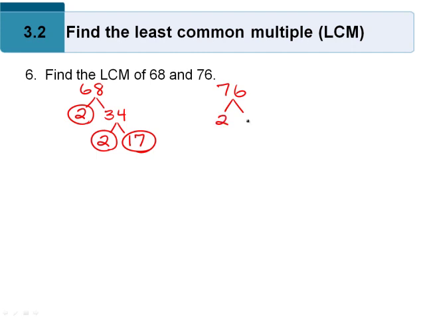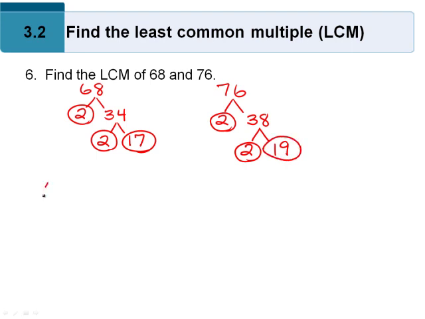I'm going to divide by 2. And let's see. 2 times 3 is 6. 38. Let me double check that. That is right. Okay. 2 is prime. 38 is even, so I'm still going to divide by 2. And that gives me 19. So 2 is prime. So is the 19.